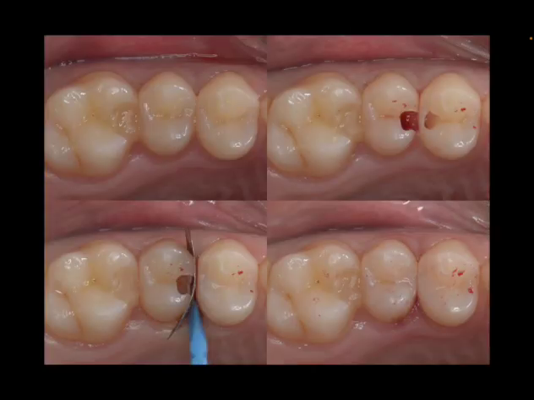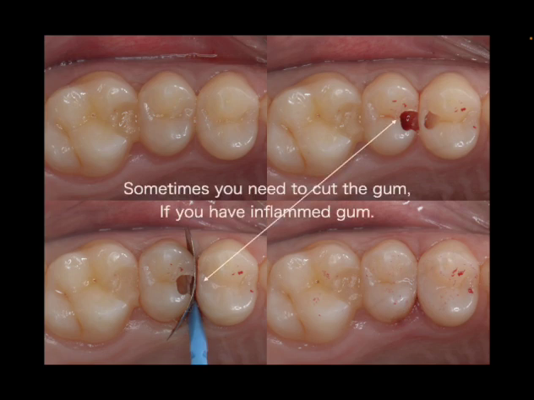This picture shows an example of the procedures during cavity treatment. The left upper image shows the initial status. The right upper photo shows the cavity after grinding. The left lower picture shows the cavity during filling. The right lower picture shows the cavity after the plastic filling. Sometimes, you need to cut the gum unexpectedly if you have an inflamed gum.